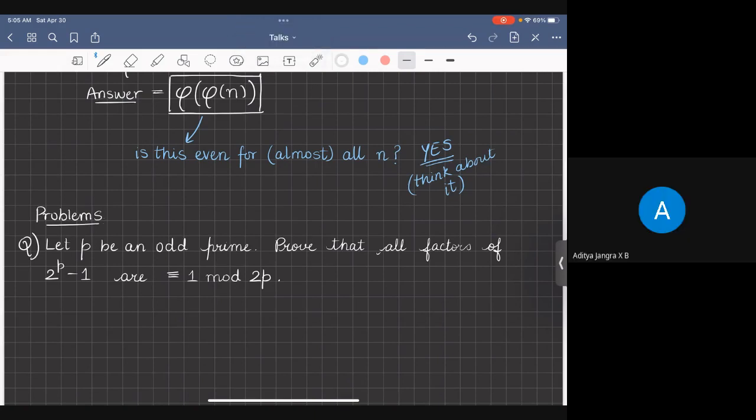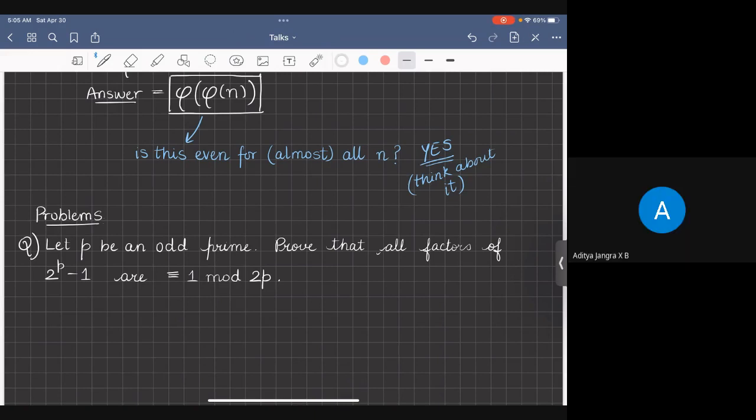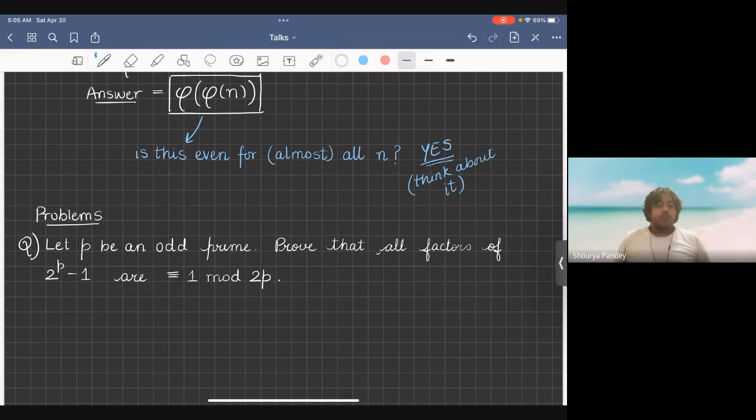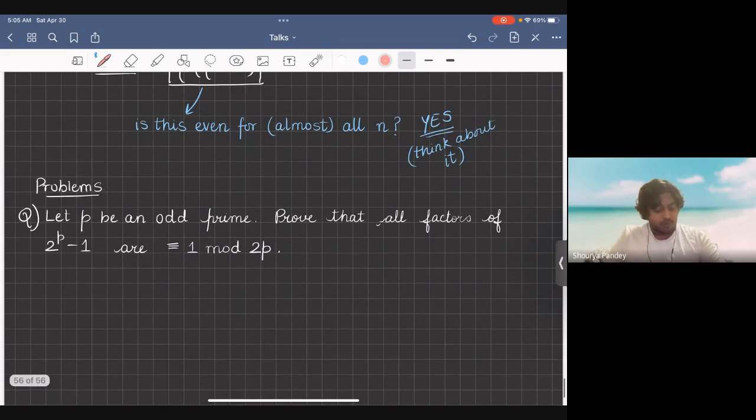Hey, is it a Mersenne prime? No, 2 to the p minus 1 may not be prime. Just p has to be an odd prime. For a Mersenne prime, you need 2 to the p minus 1 itself to be prime, but we're not imposing that condition. A Mersenne prime is a prime q such that q plus 1 is a power of 2.